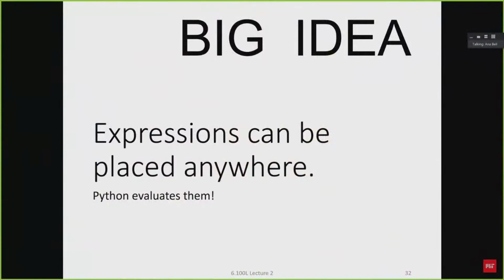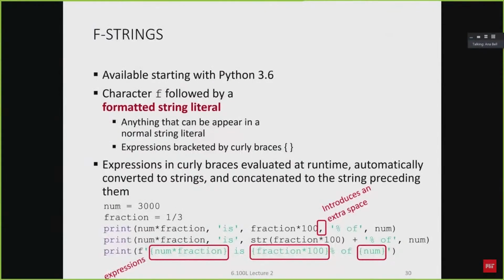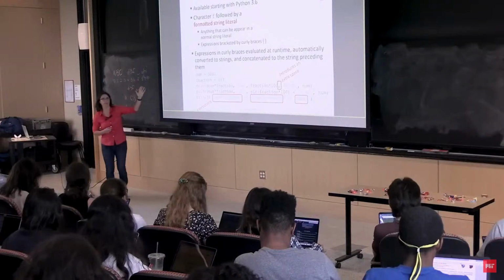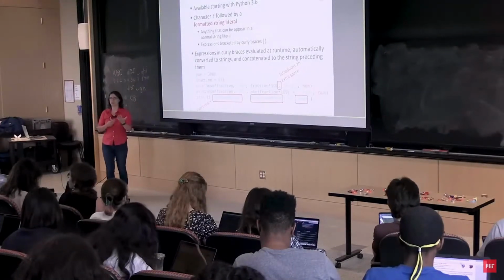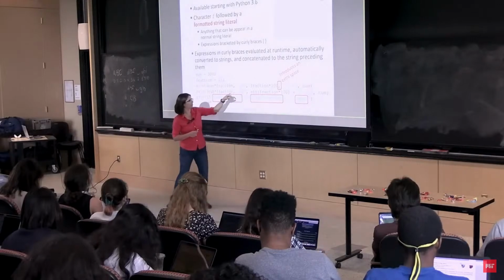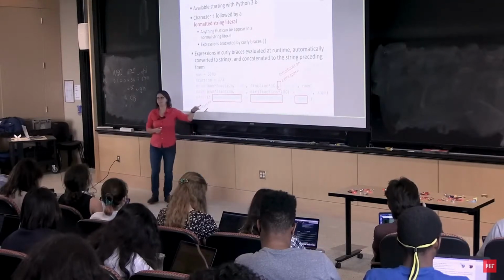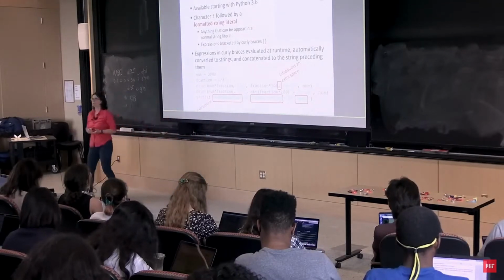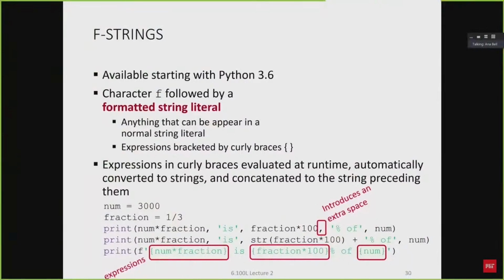So the big idea actually, even with F strings, is that you can place expressions anywhere, right? We placed an expression where we indexed, we placed an expression in the index, right? Now we're placing expressions inside print statements, and now we're placing expressions inside F strings. So expressions can be placed really anywhere, which is pretty awesome, very versatile. Python will just evaluate them and then move on to the next lines.